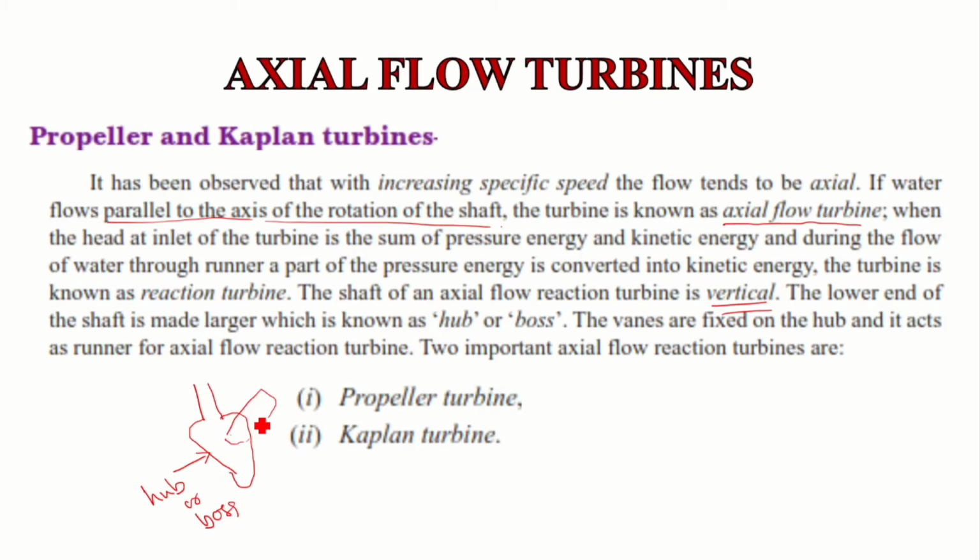The number of blades is very small compared to the Francis turbine and the impulse turbine. The vanes are fixed on the hub, and it acts as a runner for the axial flow turbine. The two important axial flow turbines are the propeller turbine and the Kaplan turbine.